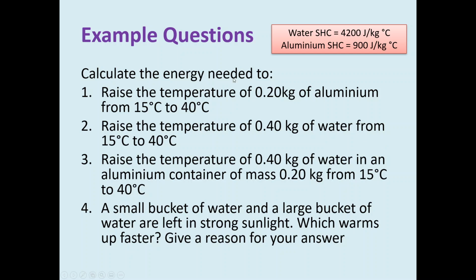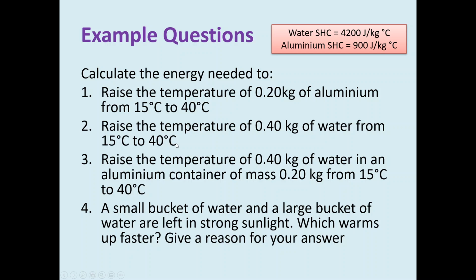So you need to calculate the energy needed to, first of all, raise the temperature of 0.20 kilograms of aluminium from 15 degrees C to 40 degrees C. So for this one, you need to know the mass. There's your mass. You need to know the specific heat capacity, and that's given to you up here. So for water, the specific heat capacity is 4,200. If it's asking you about aluminium, the specific heat capacity for that is 900. The temperature change, well, it's going from 15 to 40, so you have to work out the difference between those numbers. So that's going to be 25 degrees C. So it'll be 0.2 times 900 for aluminium times 25.